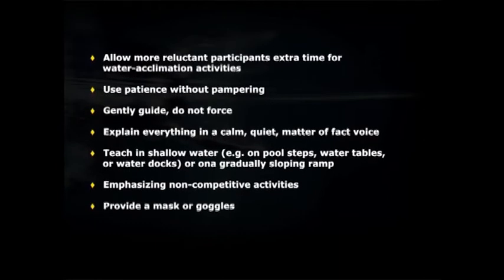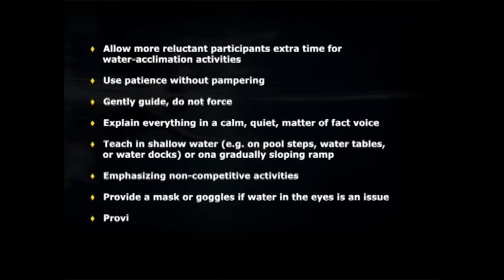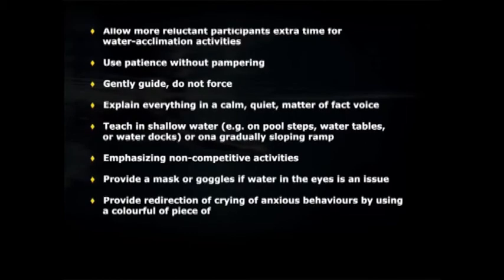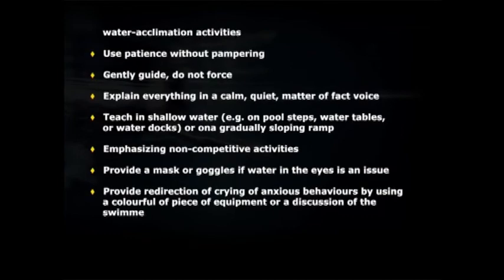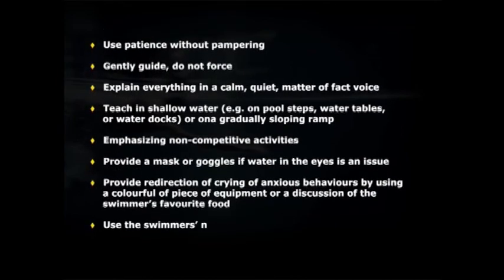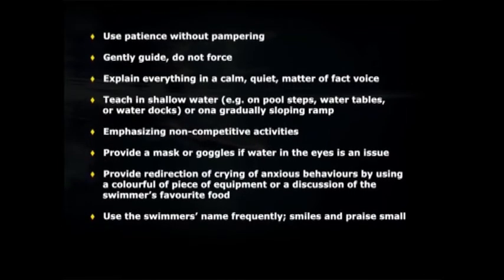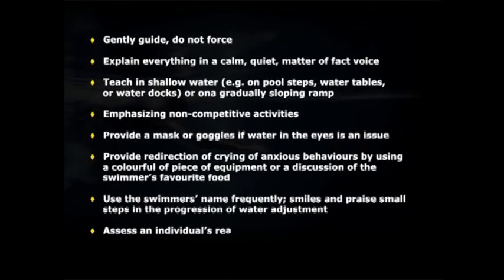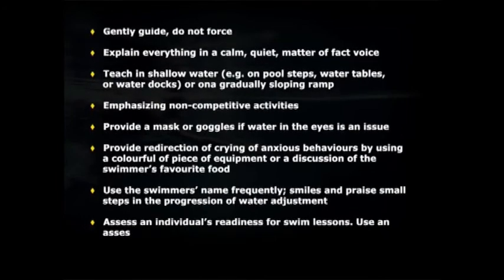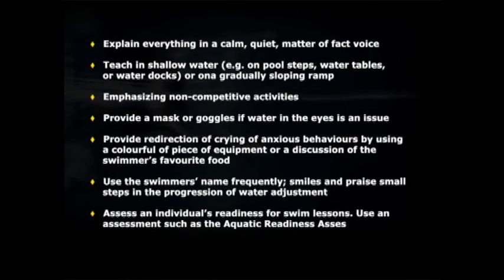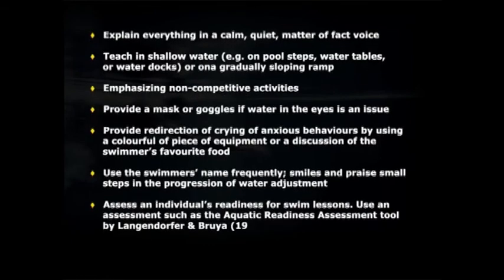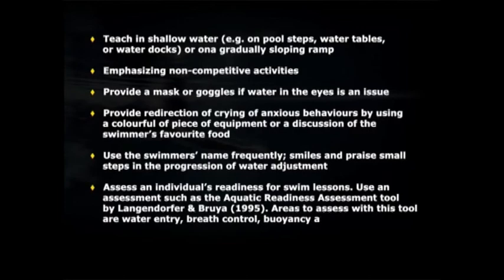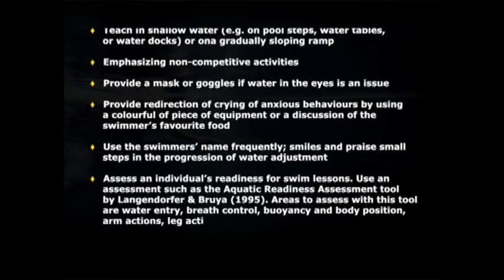Number 7, provide a mask or goggles if water in the eyes is an issue. Number 8, provide redirection of crying or anxious behaviors by using colorful pieces of equipment or discussion of the swimmer's favorite food. Number 9, use the swimmer's name frequently. Smile and praise small steps in the progression of water adjustment. Number 10, assess an individual's readiness for swim lessons. Use an assessment such as the Aquatic Readiness Assessment Tool by Langendorfer and Bruya 1995. Areas to assess with these tools are water entry, breath control, buoyancy and body position, arm actions, leg actions, and combined movements.